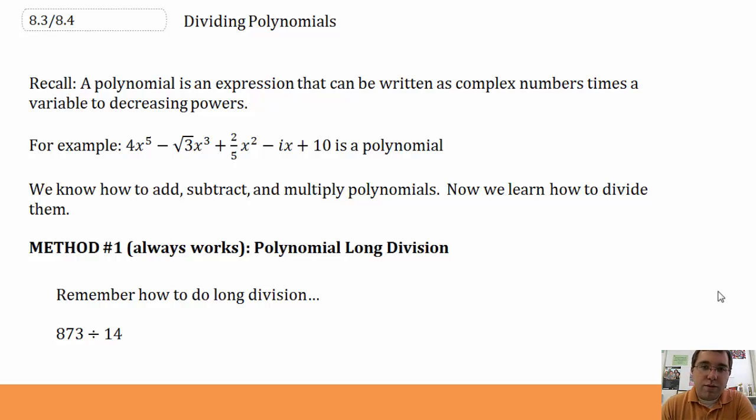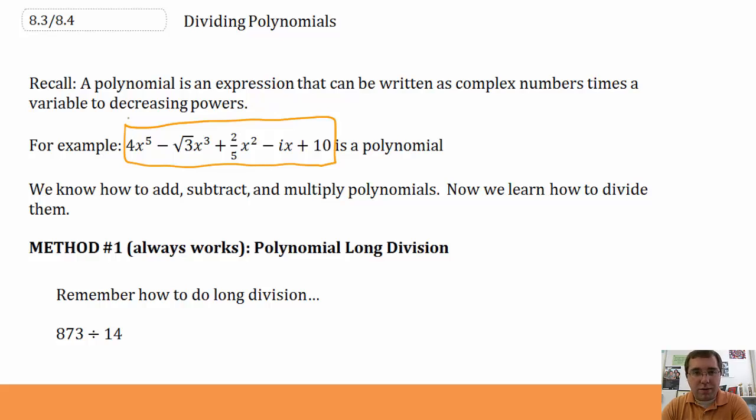This is sections 8.3 and 8.4 of Honors Algebra 2, dividing polynomials. So recall from first semester that a polynomial is an expression that can be written as complex numbers times a variable to decreasing powers. For example, 4x to the fifth minus radical 3x cubed plus 2/5 x squared minus ix plus 10 is a polynomial.